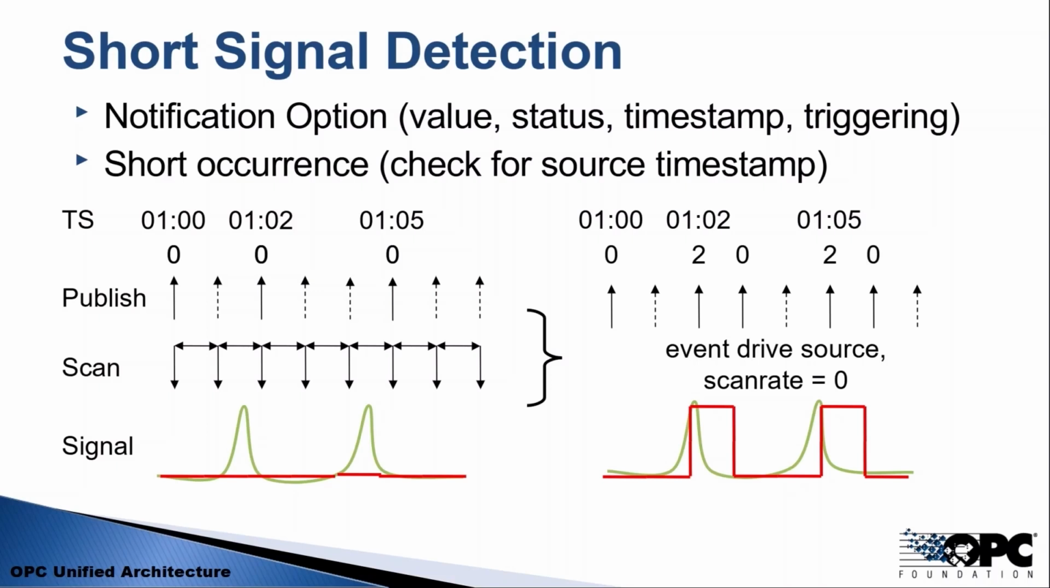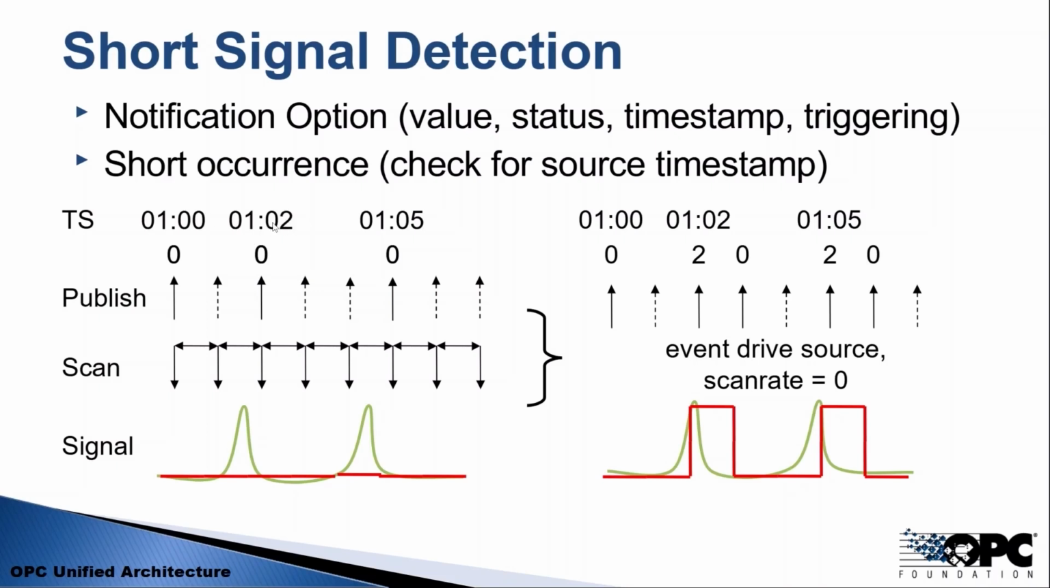Because if we have a very short signal here in green and we scan it, as you can see on the left, it may happen that we miss the data. So we missed the first one here in our scan rate. We scanned the data and it was 0. And the second one we scan it again and it's again 0. And the peak in the middle we have not detected. However, the second 0 that is coming has a different timestamp.